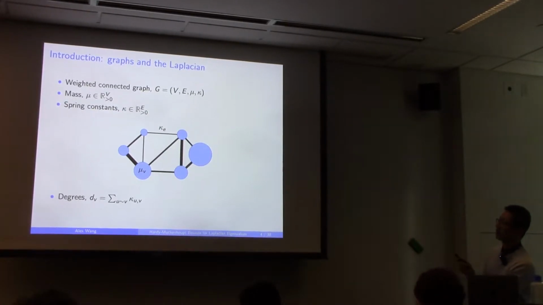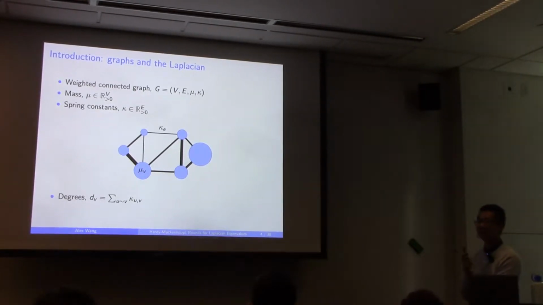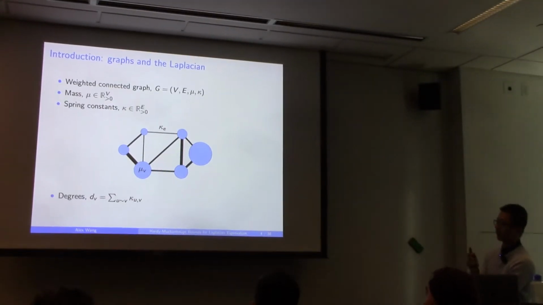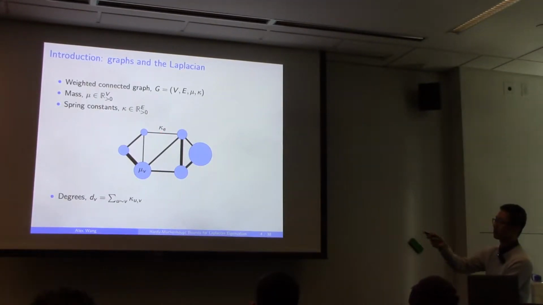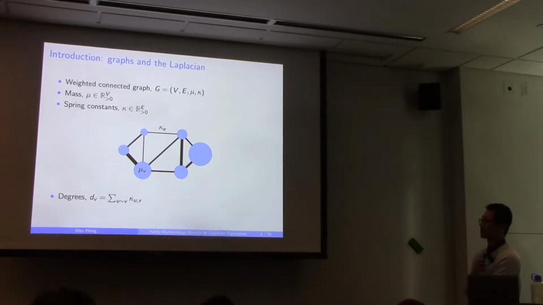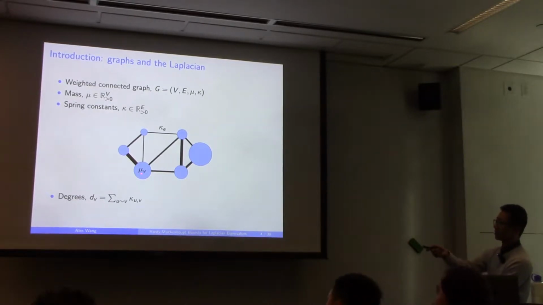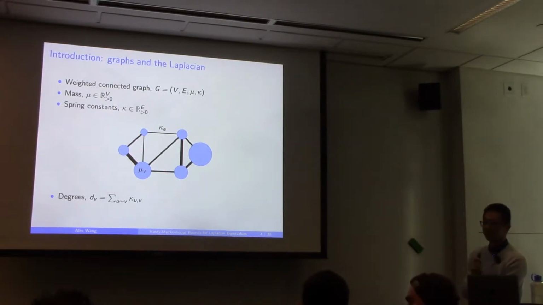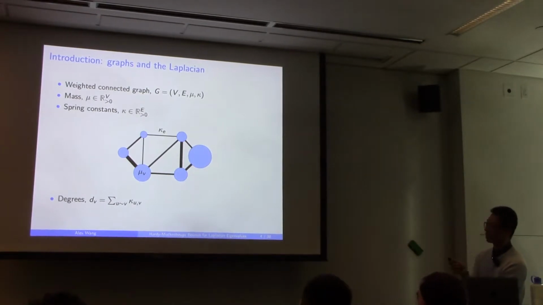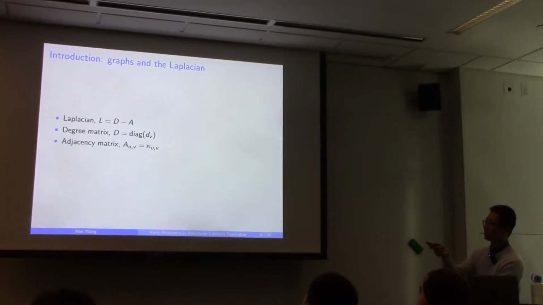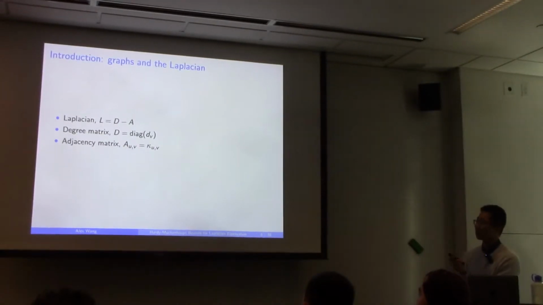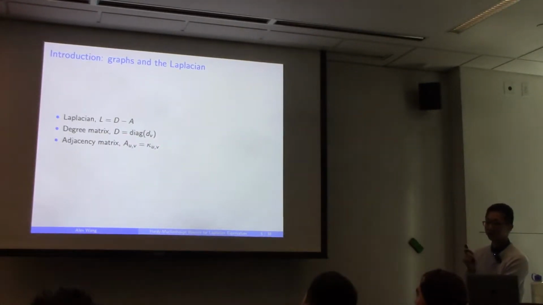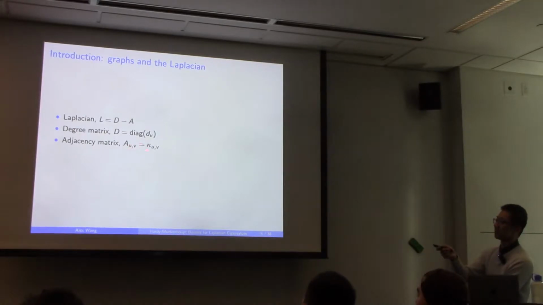It's a connected graph. The vertices have different sizes, and so for example, for this vertex there, its size is mu of V, and the edges have different thicknesses, and the edge here, for example, has thickness kappa E. Right, that's its spring constant. The degrees, so for example, if this is my vertex V, the degree of V is just going to be the sum of the spring constants of the edges adjacent to that vertex. All right. So formally, the Laplacian is the matrix D minus A, where D is the diagonal degree matrix, and A is the weighted adjacency matrix.